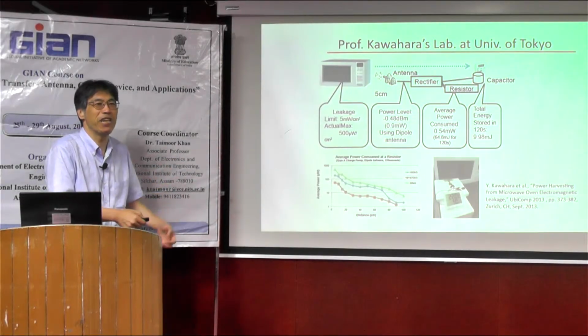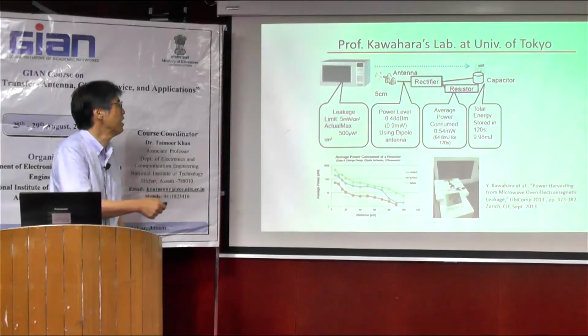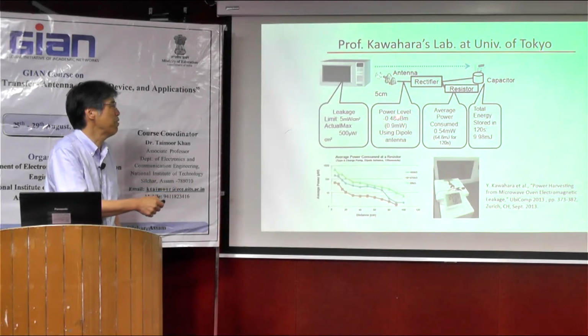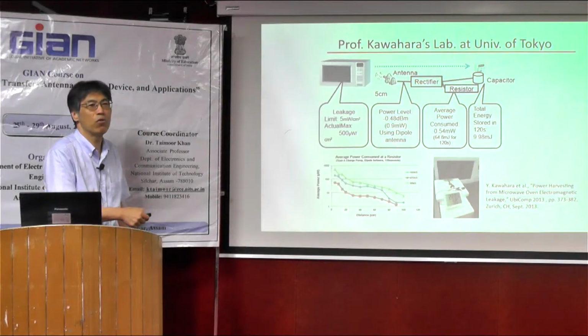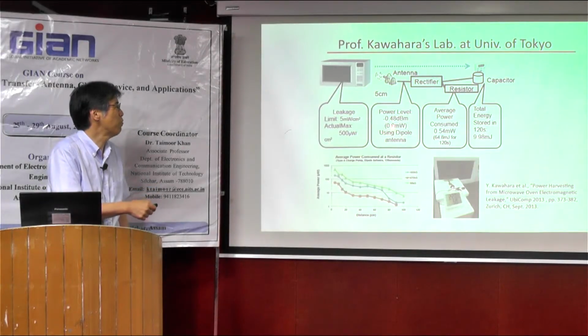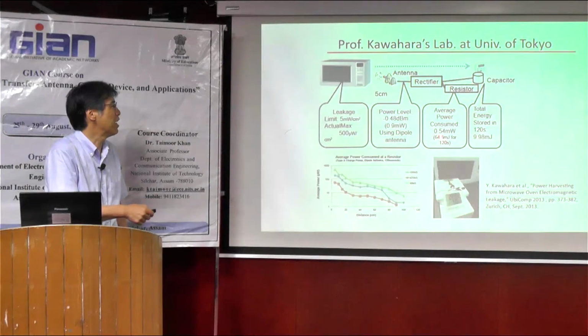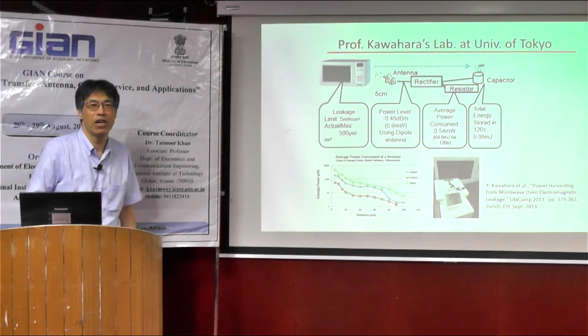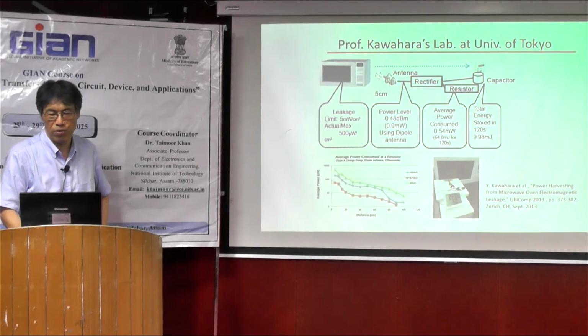There is some leakage from the microwave oven. Of course, the leakage power is very, very small. In this case, the power level they receive is approximately 1 milliwatt only, at a 5 centimeter distance. But with the help of this 1 milliwatt, they create 0.5 milliwatt of power, and they drive a simple temperature system.